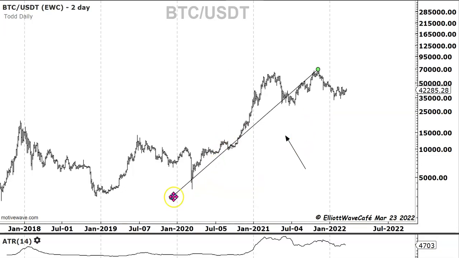What if your wave 5 started back here? Okay? And that's your 1, and that's your 2, and that's your 3, and that's your 4, and that's your 5. And now you're selling off aggressively, right? Okay, so how do you do that?